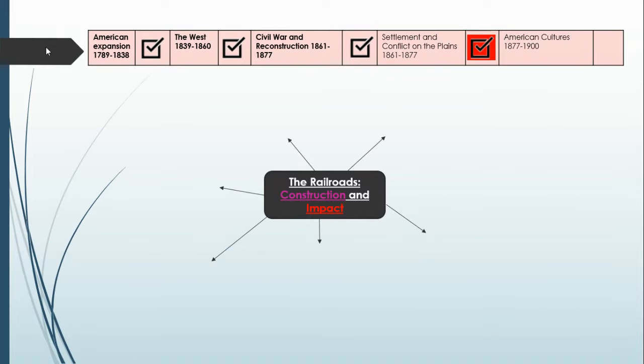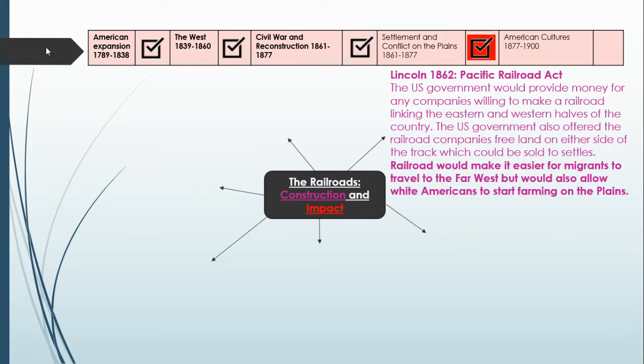Okay, the first thing that we're going to do, which is going to allow us to see how many people came to settle on the plains, is look at the railroads. We're going to have a look at their construction. These points will come up in purple, so how the railroads were actually made and the impact that they had on the natives and on the plains themselves.